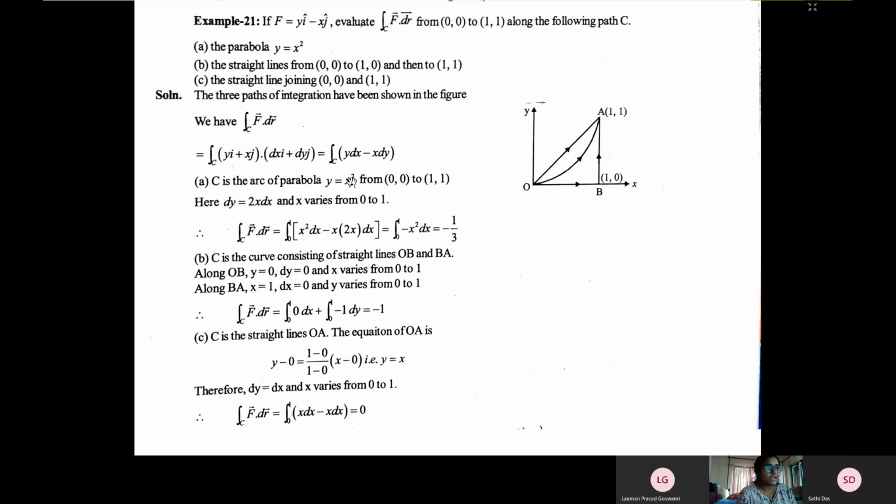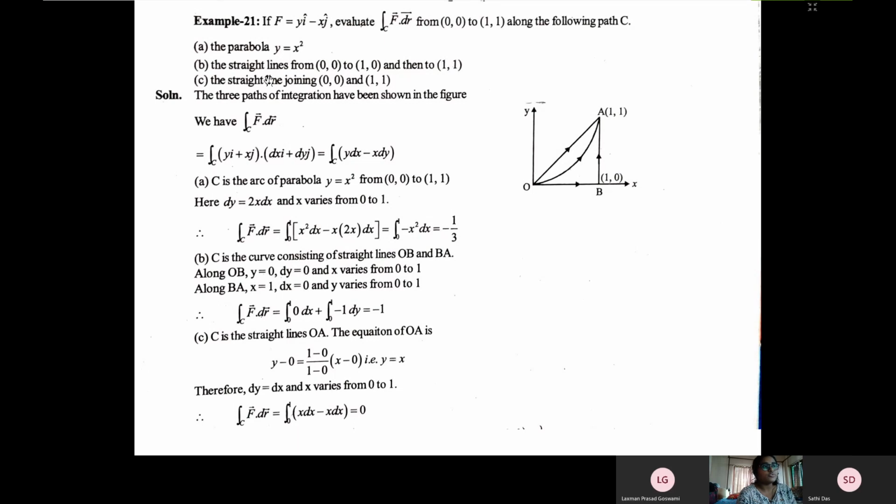So just put the values: y dx becomes x square dx, because in place of y you are writing x square, and x dy becomes x into 2x dx. So the integration will be the integral from 0 to 1 of x square dx minus 2x square dx, because x is changing from 0 to 1. That is the integral from 0 to 1 of minus x square dx, which will give you minus 1 by 3.